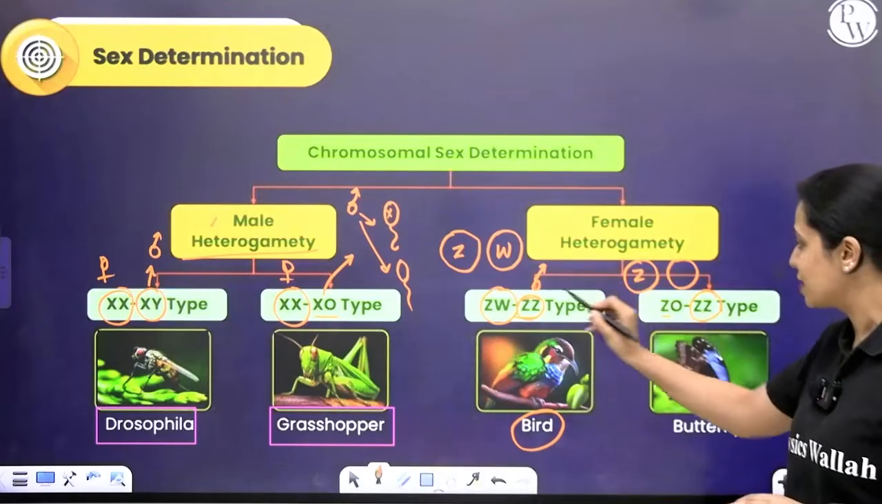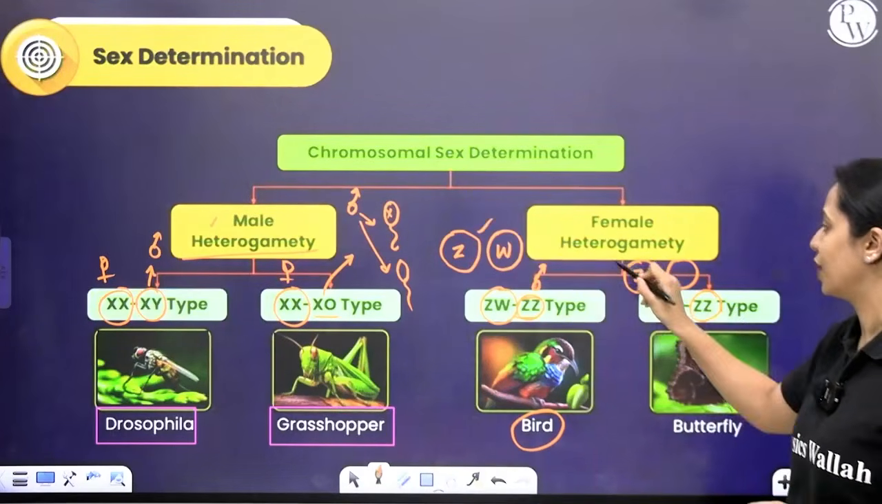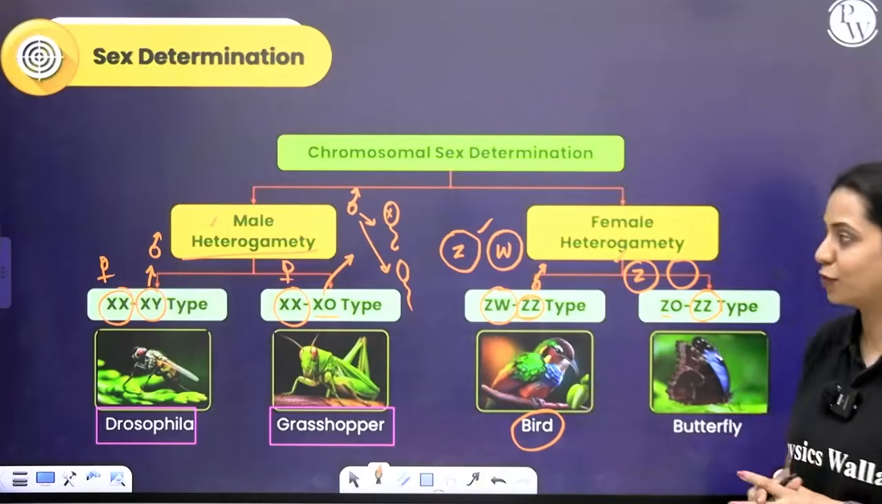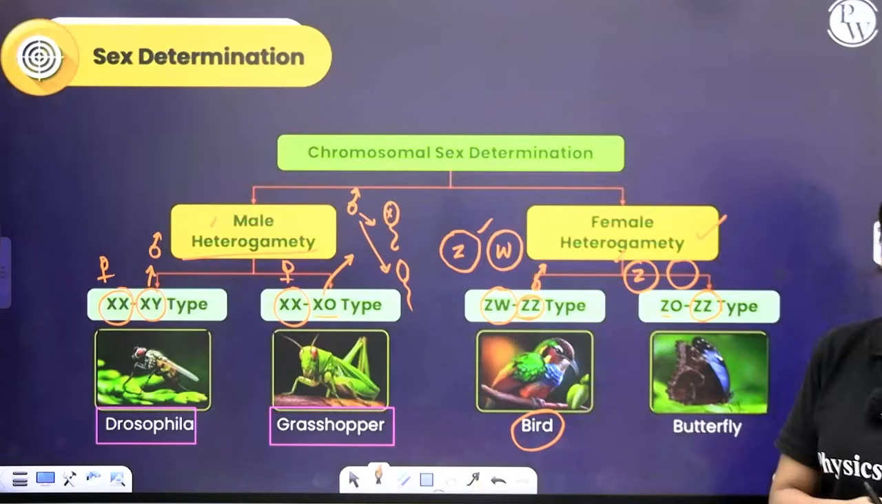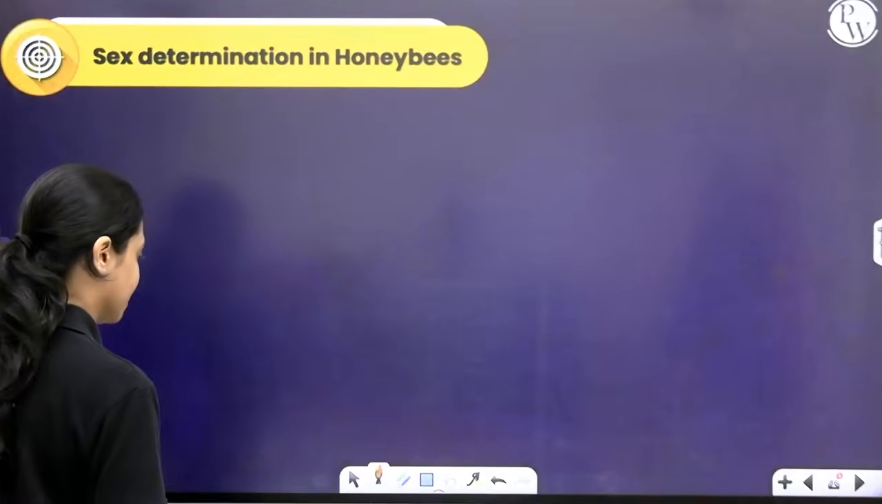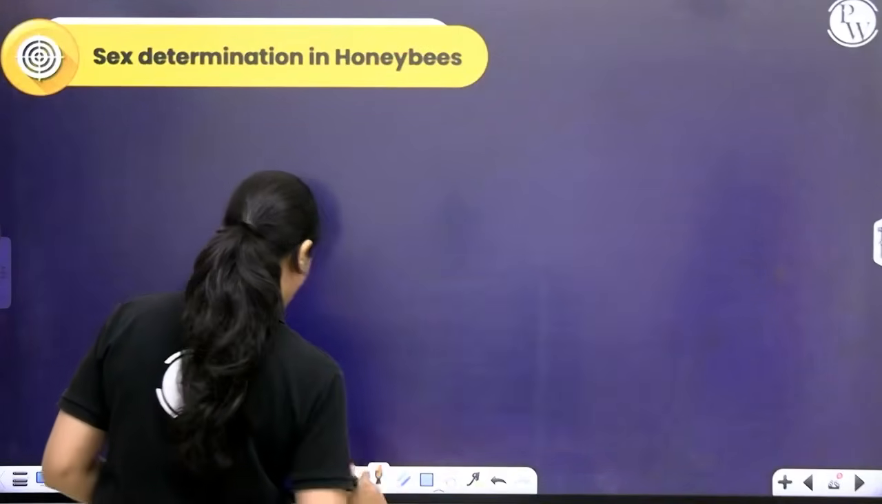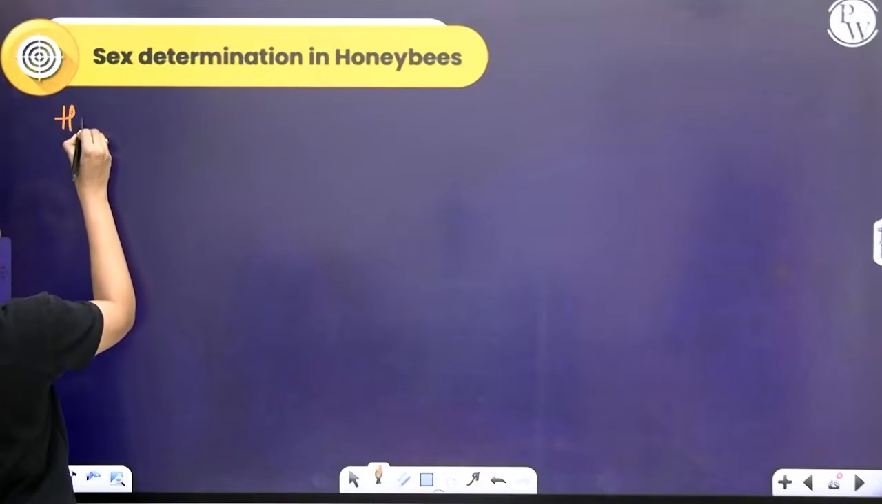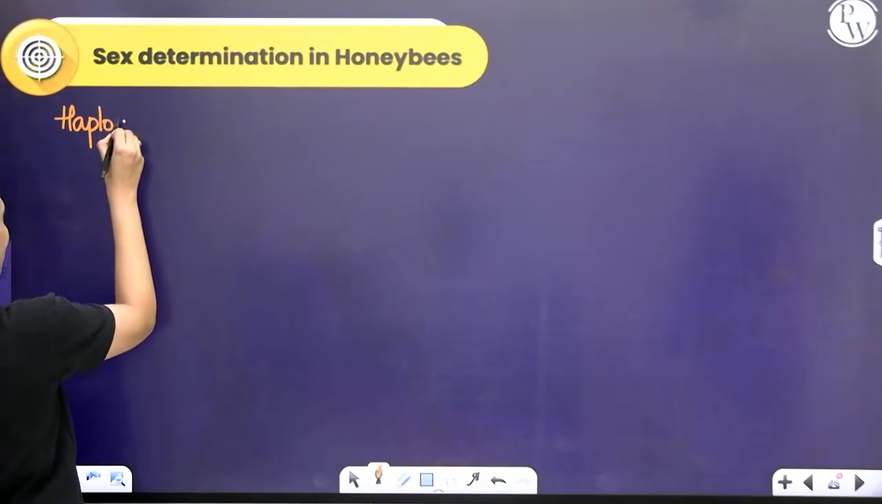Since females in these cases produce 2 different types of gametes or 2 different types of eggs, we say this is female heterogamety. Now this is very interesting, how sex determination happens in honeybees. In honeybees, the type of sex determination is called haplodiploidy.